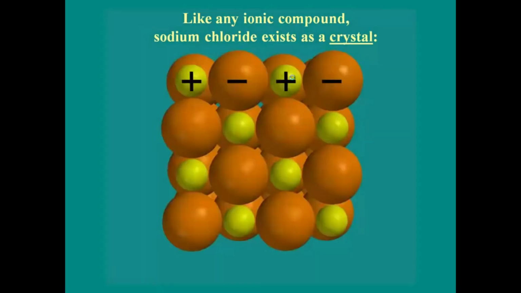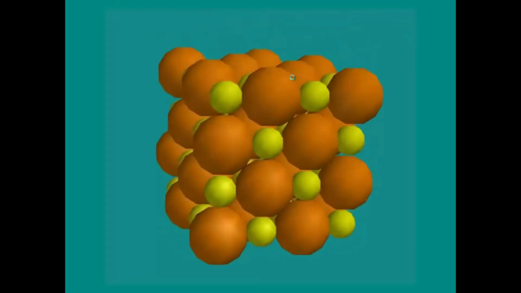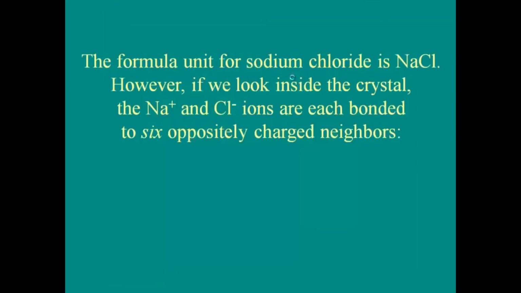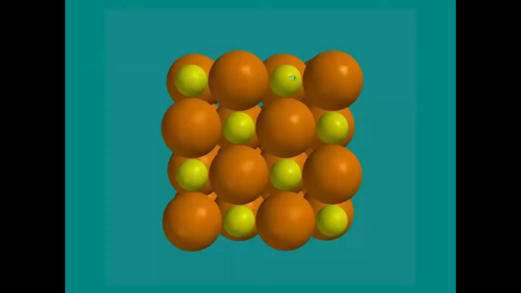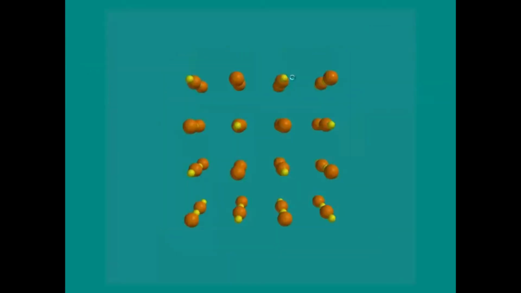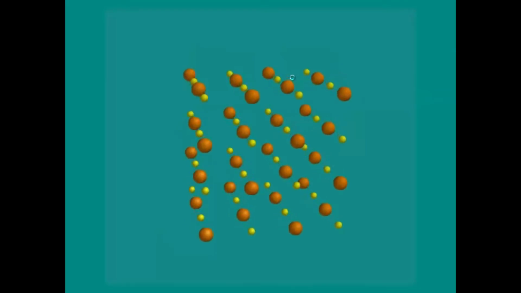So a very, very tiny crystal would look like this, with alternating sodium and chloride, and a little bit of a different view. The formula unit is NaCl, but if we look inside the crystal, the sodium and chloride ions are actually bonded to 6 oppositely charged neighbors. So if we shrink the ions, we can take a better look inside. And it's a little bit hard to see.